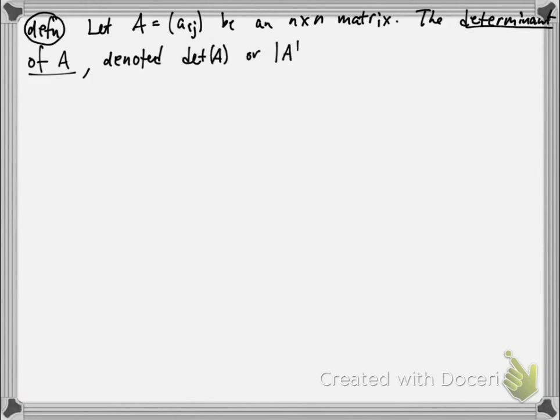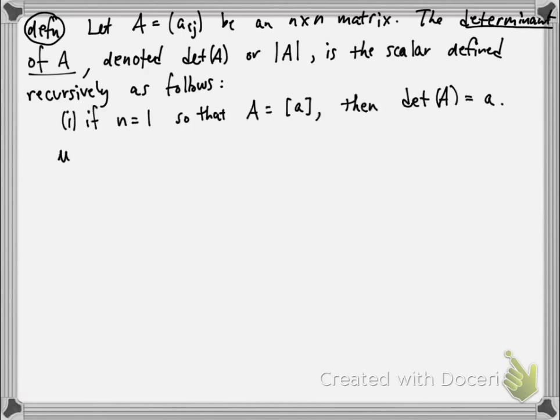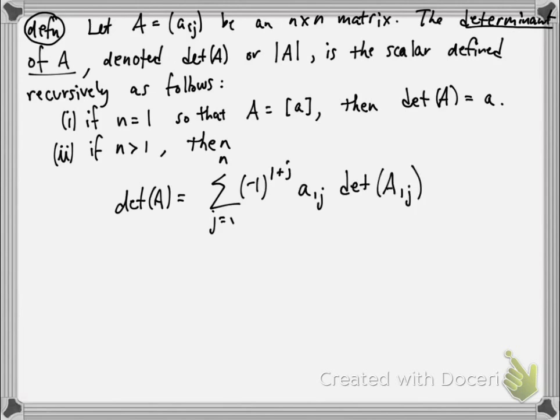So again, A is our n by n matrix. The determinant of A is defined recursively as follows. So if n is 1, so that A is just this entry here, a 1 by 1 matrix with entry A, then the determinant of A is just that entry A. If n is bigger than 1, then the determinant of A is this alternating sum. It's a sum j equals 1 to n of minus 1 to the 1 plus j, a1j times the determinant of that submatrix where you delete the first row and jth column.